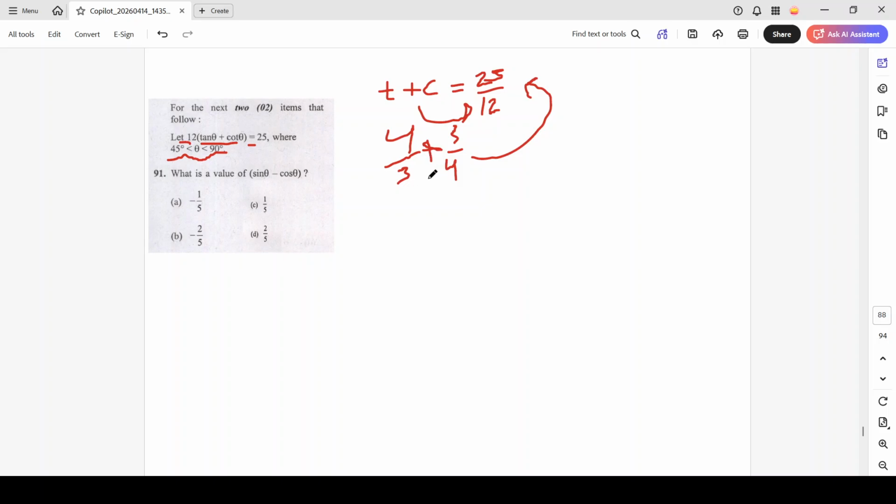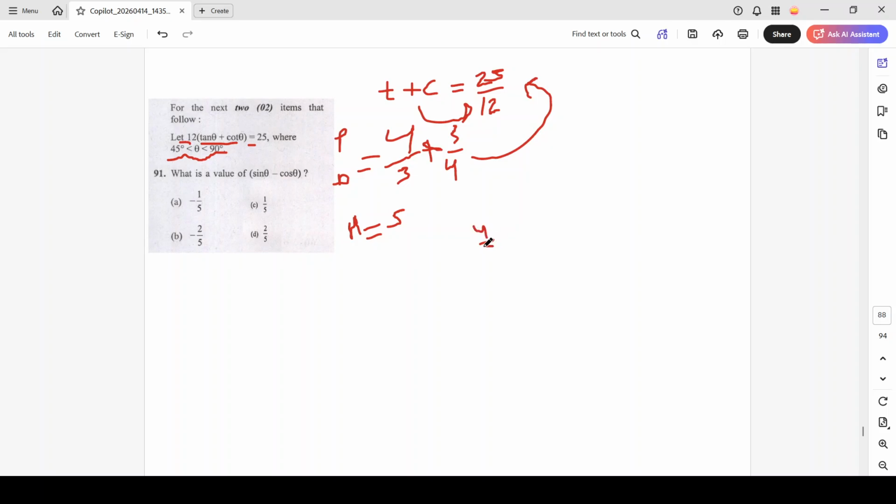So if we just check it, then 4 4 is 16, 3 3 is 9, which makes it 25, and 4 3 is 12. That is our correct assumption. That means this is the perpendicular if we take it, and this is the base. Then what is the hypotenuse? The hypotenuse will be 5, 3, 4 and 5 is a triplet. So what will be sin theta? That means 4 upon 5.